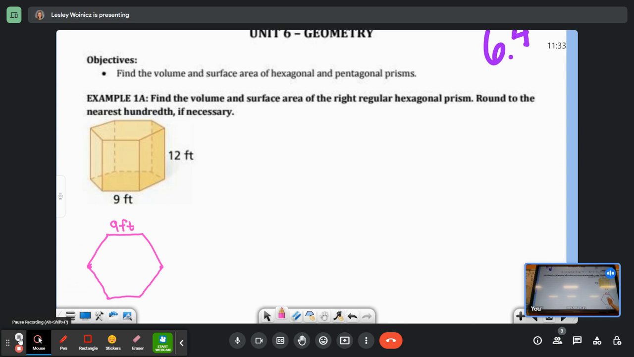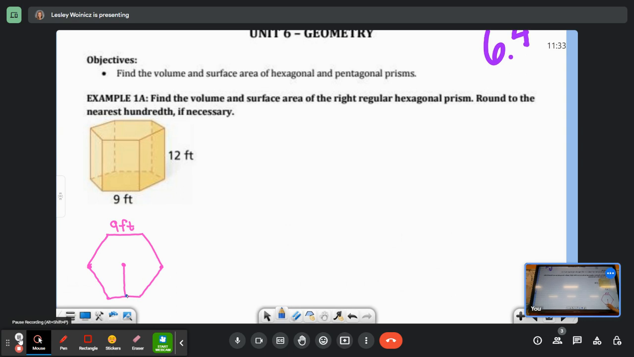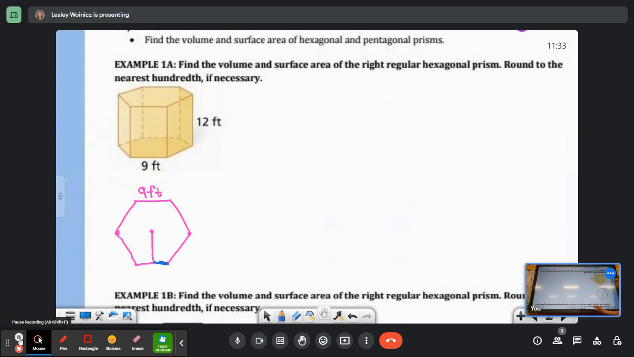If this whole thing is 9 feet, what is this little piece? 4.5. This little piece is 4.5.